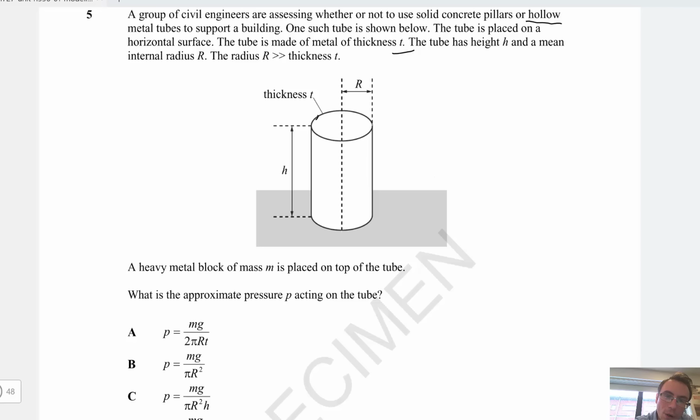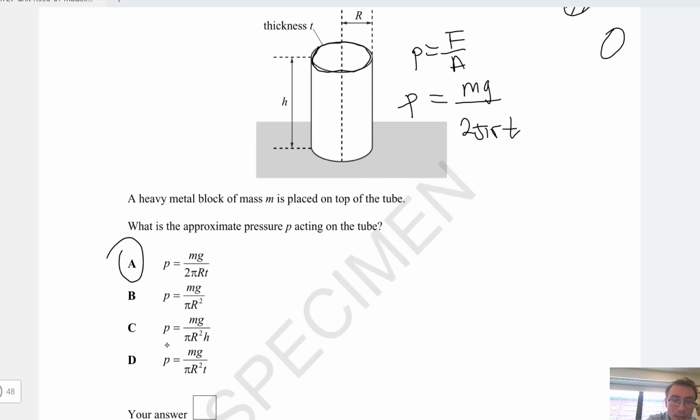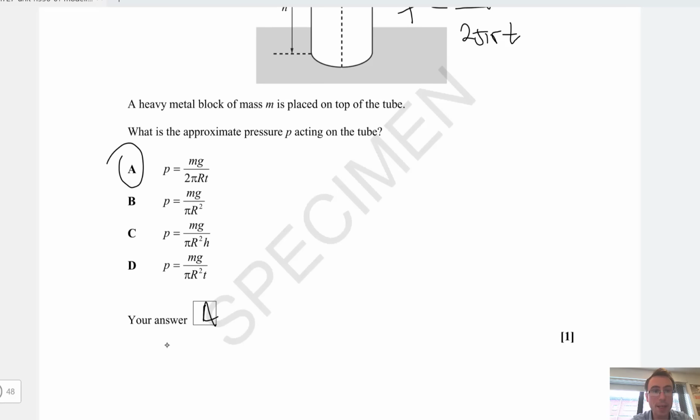Okay, so if the tube is hollow, we're not going to be using a cross-sectional area to work out the approximate pressure in the standard way. So pressure is force over area, but rather than pi r squared, where we take this entire area into account, we are going to use for the area 2 pi r, which is the circumference, multiplied by that little infinitesimal thickness T. So that means that the pressure is equal to mg over 2 pi RT. If it wasn't hollow, the correct answer would be D, but it is hollow, therefore the correct answer is A.